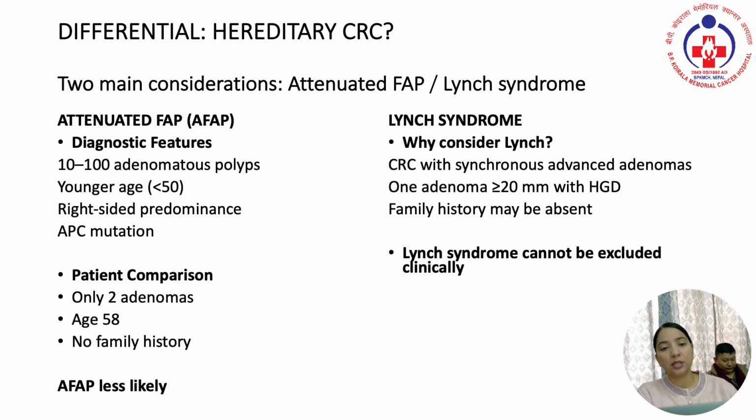Can we consider Lynch syndrome? There are many articles which show that even in the absence of family history, Lynch syndrome can be present, as in this case also there is colorectal carcinoma with synchronous advanced adenoma, and there is one adenoma in the ascending colon which was more than or equal to 20 mm with high-grade dysplasia, and family history is not present. Even in cases where family history is not present, Lynch syndrome, like MMR gene mutation, has been evident in many cases. Thus, in this case, Lynch syndrome cannot be excluded clinically.